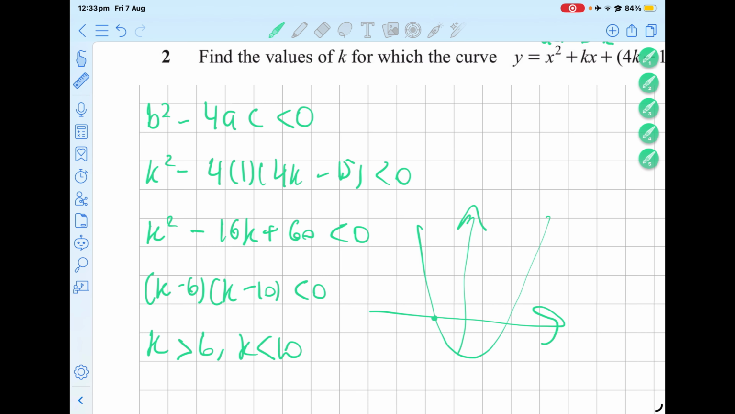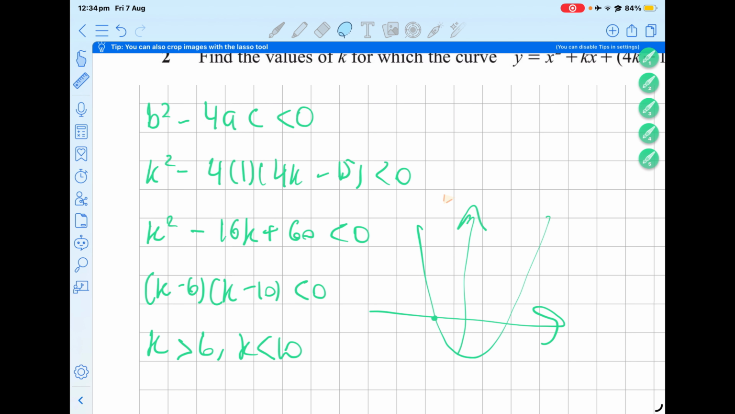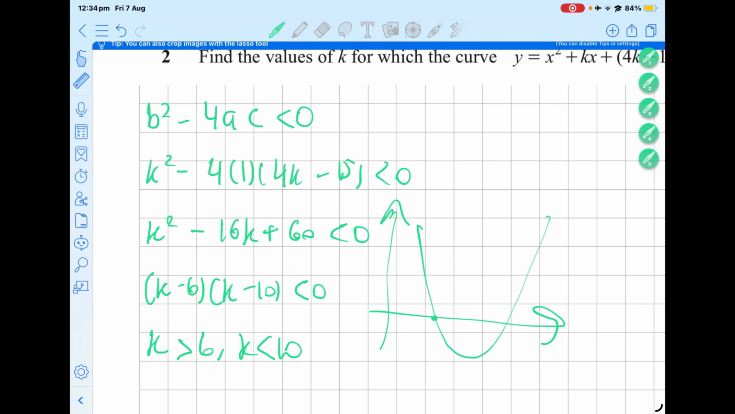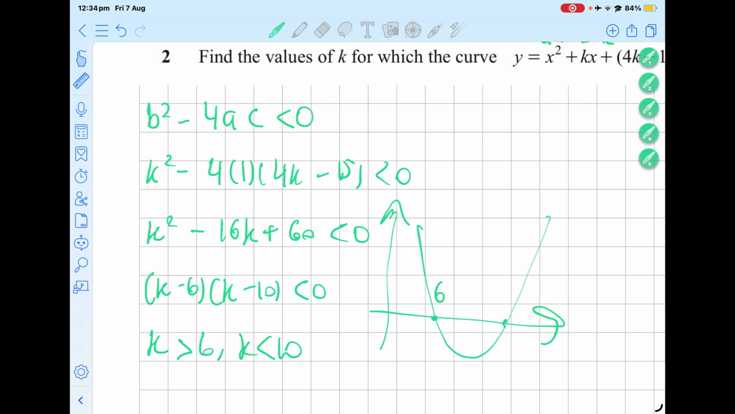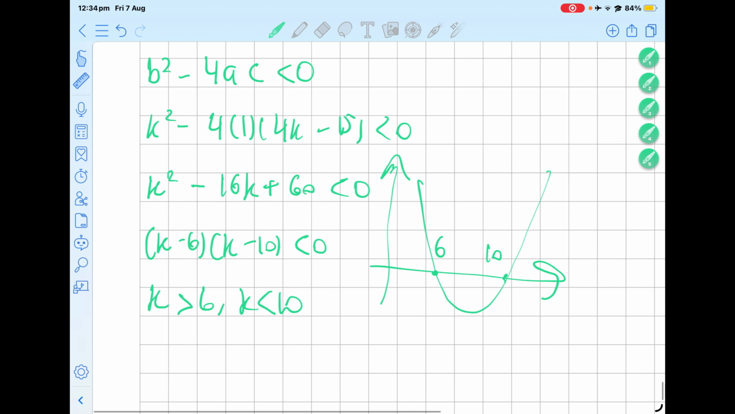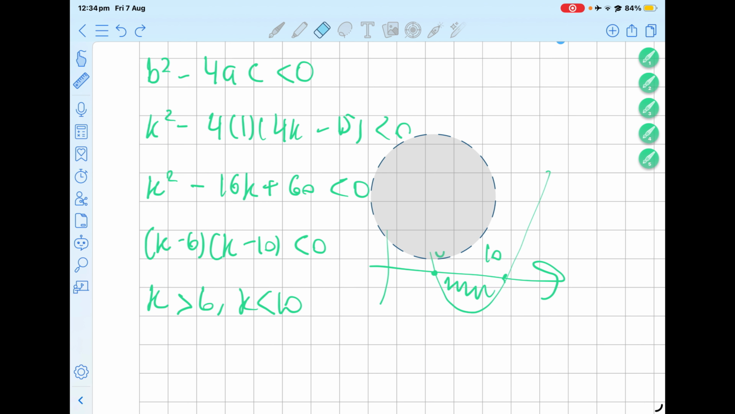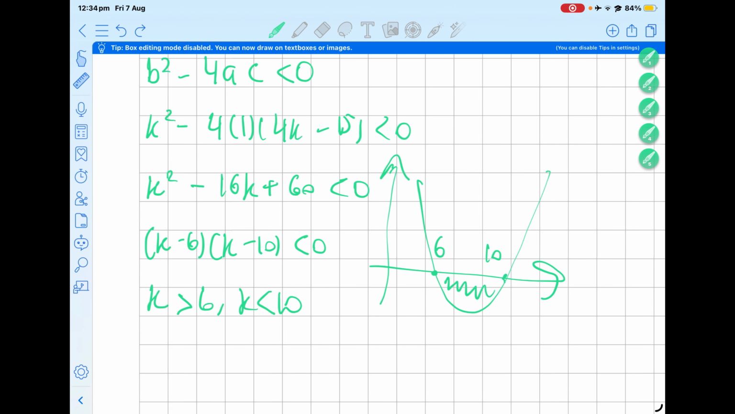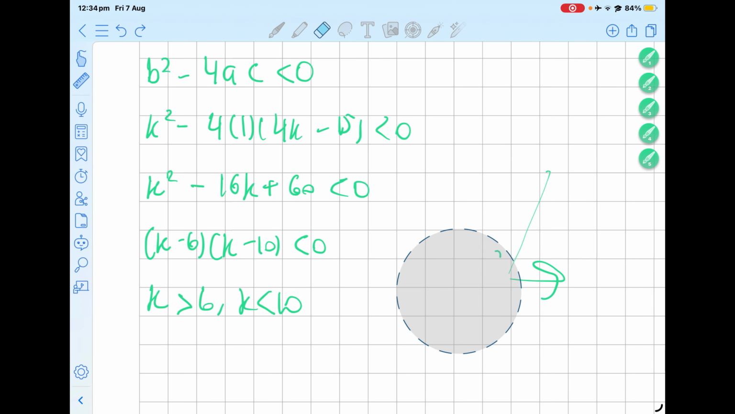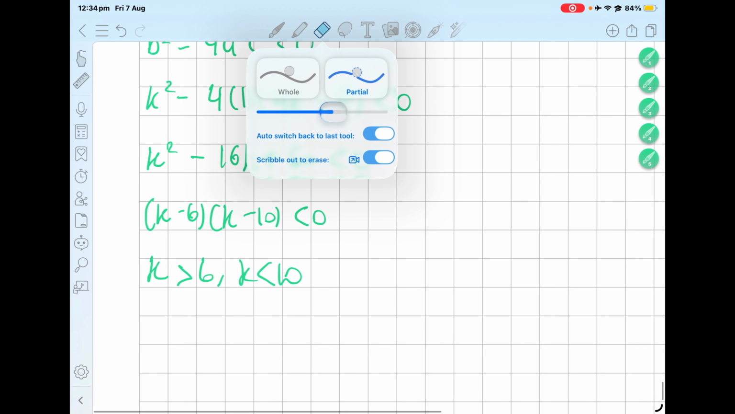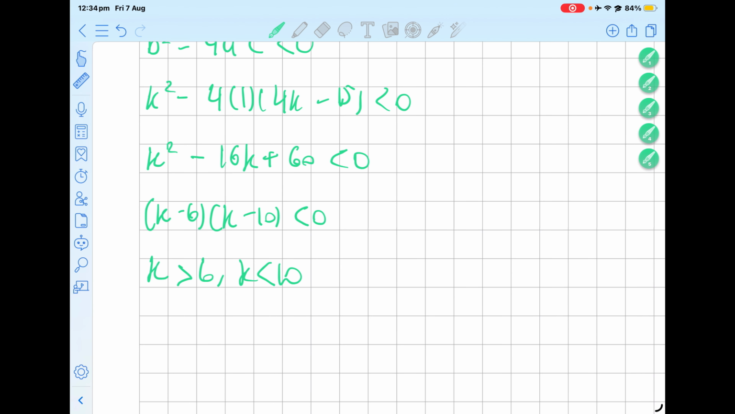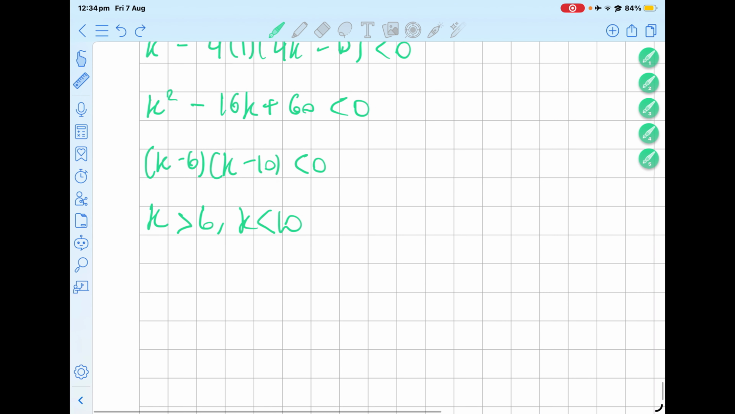This side is positive, let's say this is 6 and this is 10, and we want this area. So yeah, that's what's happening. So k must be between these ranges. That's the answer.